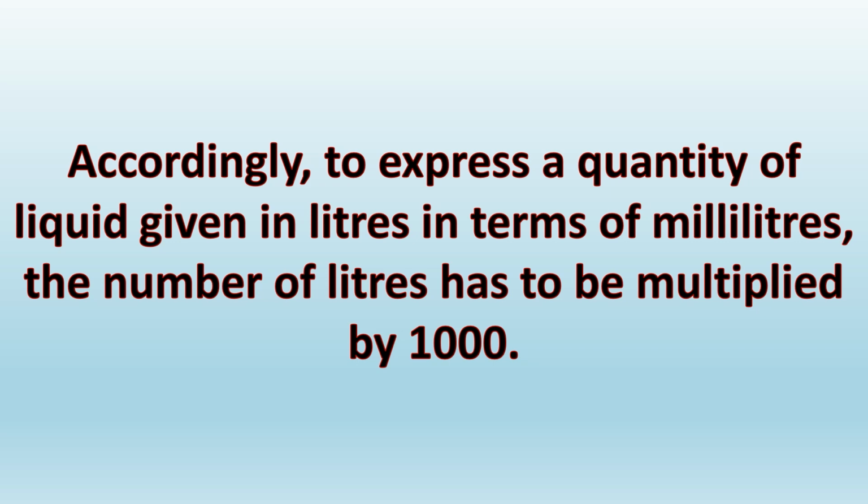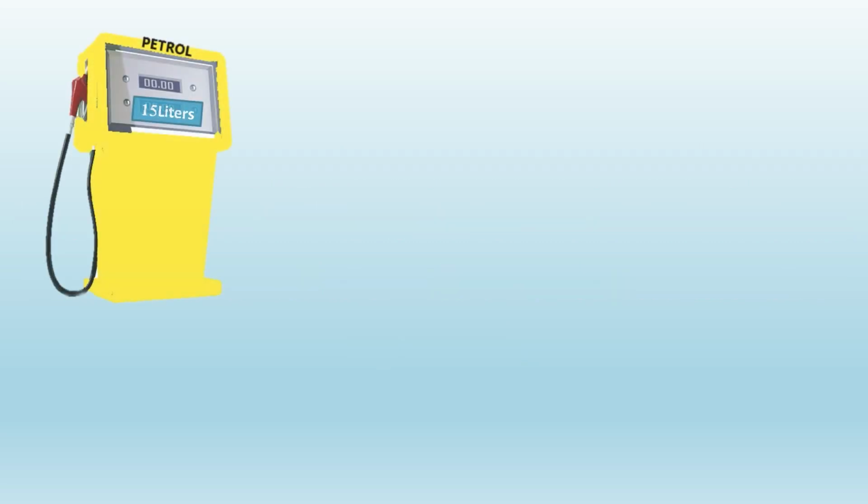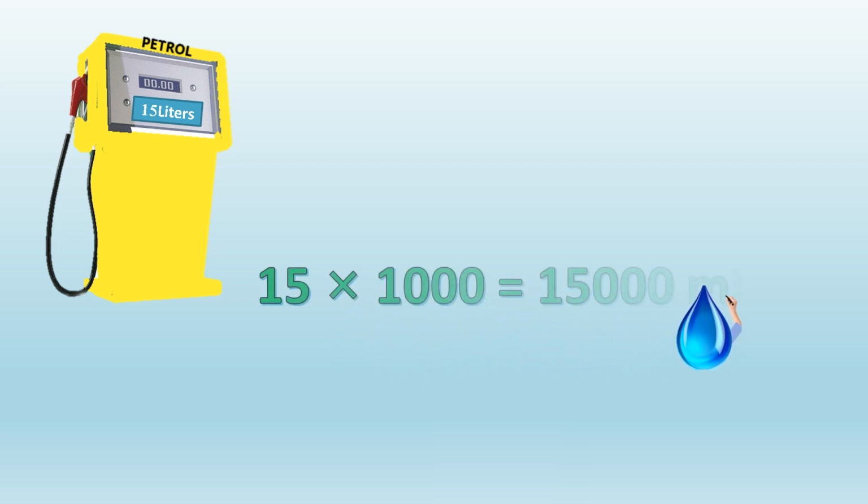In the first part of the liquid measurement lesson, we saw that 15 liters of petrol was pumped into a motor vehicle. Let's express this amount of liquid in milliliters. The answer is 15,000 milliliters. Now let's do this exercise.